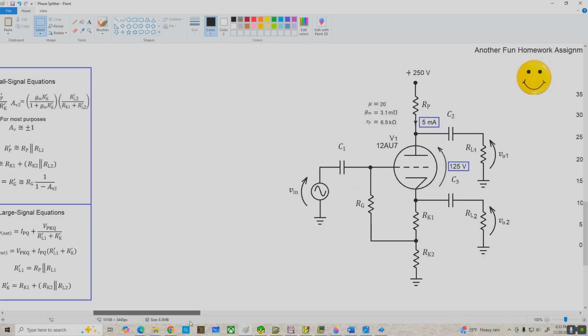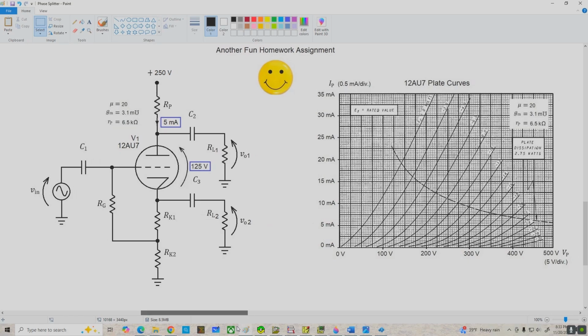Now let's go on over and take a look at the homework problem I have for you guys. We're going to use a 12AU7 and a 250 volt power supply again. We'll set it up for 5 milliamps plate current, 125 volts plate to cathode. And here's all the data you need to get this thing done.